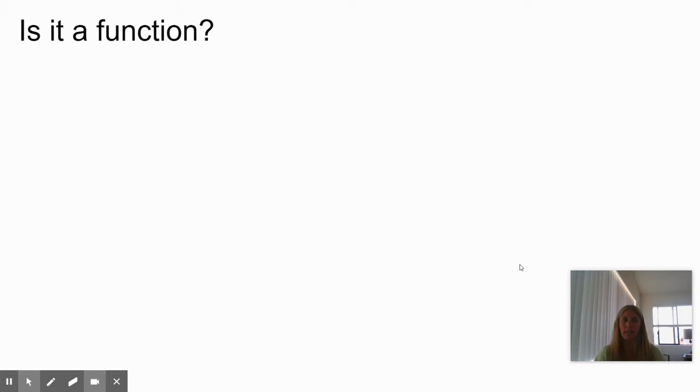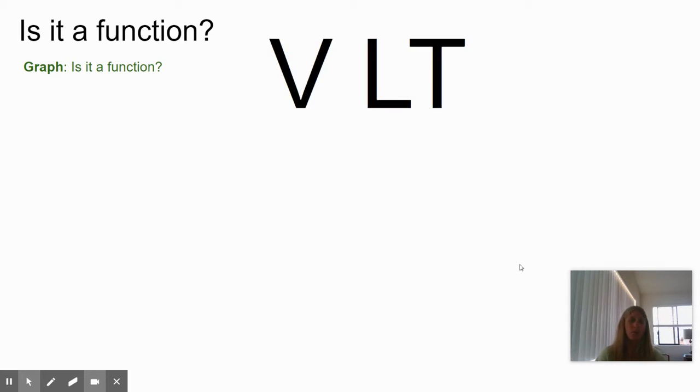Our second part of our lesson today is to take a look at a graph or a table and be able to say, yeah, that's a function, or not a function. So the first one that we're going to do is look at a graph. By looking at a graph, how can we tell if it is a function? We always use the VLT, or the vertical line test.